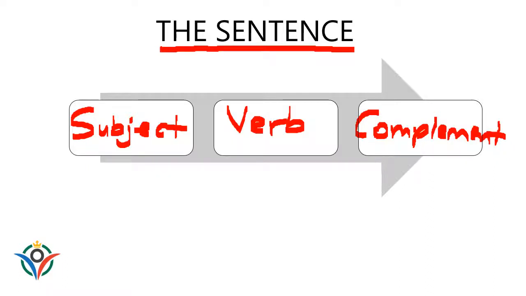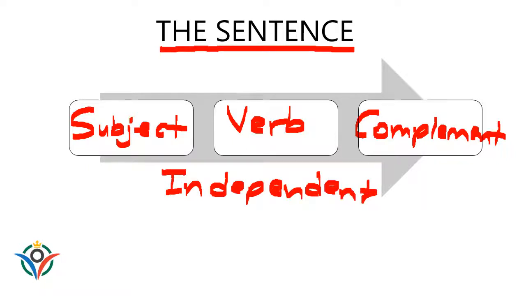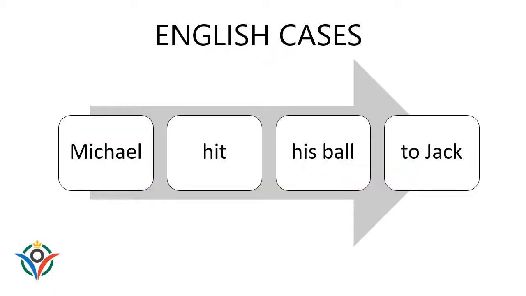Now, if a clause can stand by itself as a completed idea, then we refer to that as an independent clause. And if the clause cannot stand by itself and it is subordinate to the main clause, then we refer to that as a dependent clause. So that is the basic building blocks of a sentence. An English sentence is made up of a subject, a verb, and sometimes a complement.